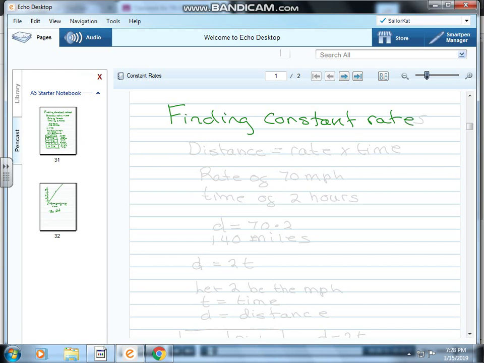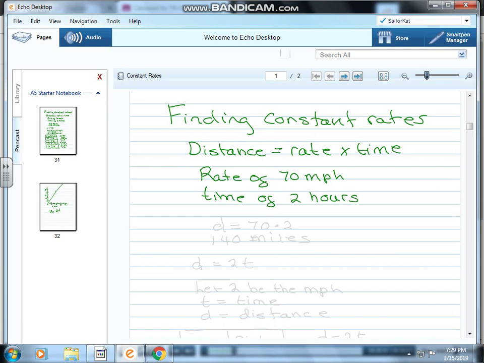Rates. For example, we discussed that distance is equal to rate times time. Let's say we have a rate of 70 miles per hour and a time of 2 hours. This is easy enough to find what our distance is.